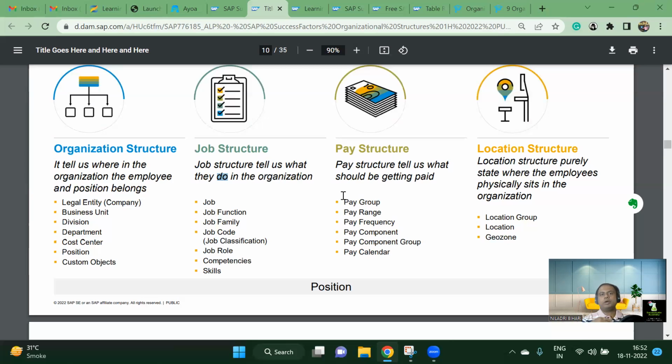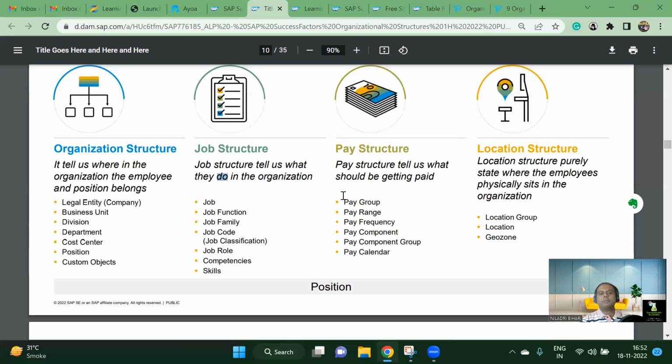Let's say the job family is HR. Inside that, you will have different job functions: you can have recruiting, a learning and development team, a well-being team, a payroll team. There is core HR; multiple things are there. So that is an example of a job structure.